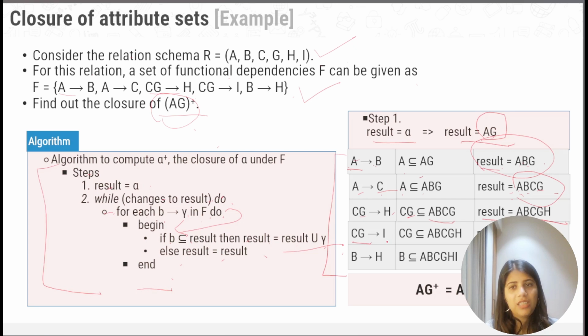Next one, CG determines I. Is CG the subset of ABCG? Yes, it is. So I will also get included in this. B determines H. Is B a subset of ABCGHI? Yes, it is. So now the final result, the closure attribute set of AG plus will be ABCGHI.